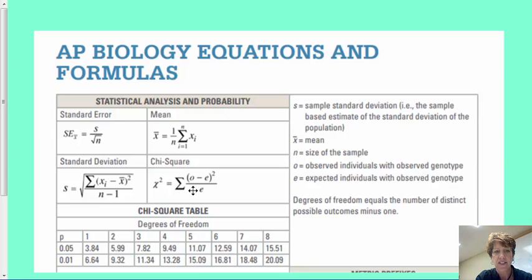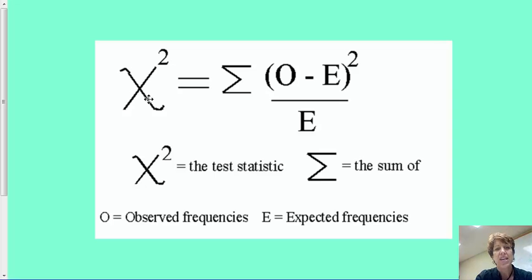So the formula looks a little crazy, but I'm going to break down what that formula means. It's actually a quite simple calculation to do. And then down here are the critical values. These are the values that we're going to use to decide if we should accept or reject our final value in our null hypothesis.